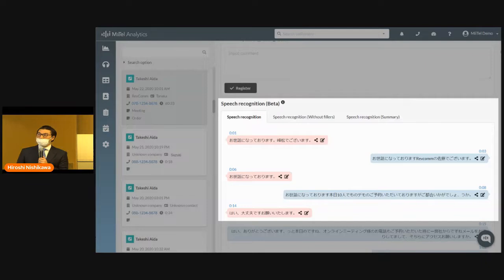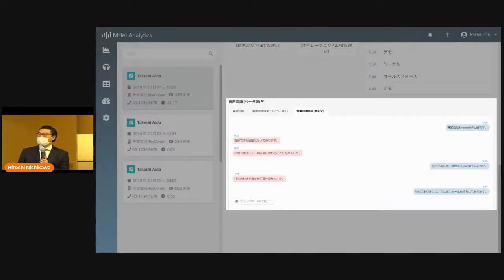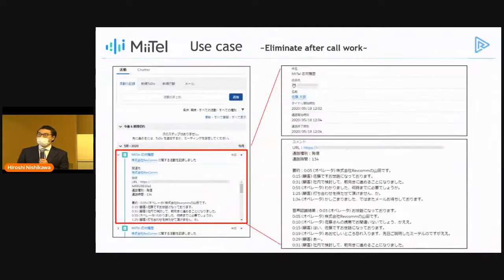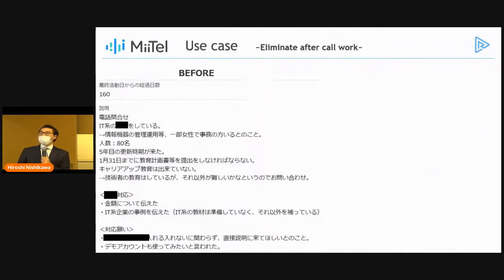And the second aspect of what is that the whole conversation is transcribed, then automatically summarized, then automatically input into CRM like this. So here's a use case. Before, reps had to input the conversation results into the system. It takes so much time. It's usually called ACW, an abbreviation of after call work. It usually takes 15 to 20 minutes to input.